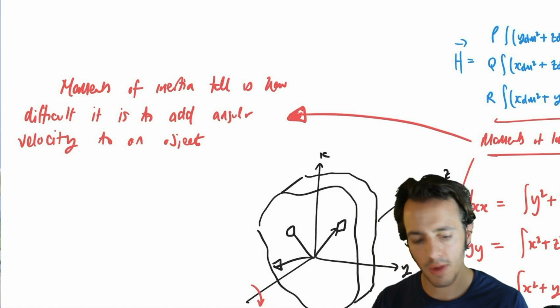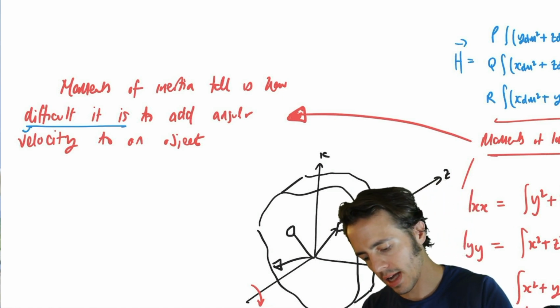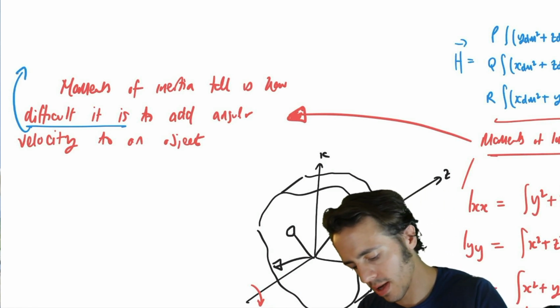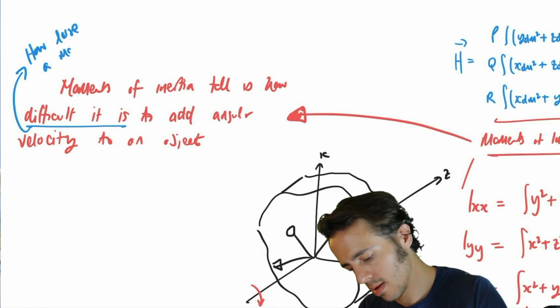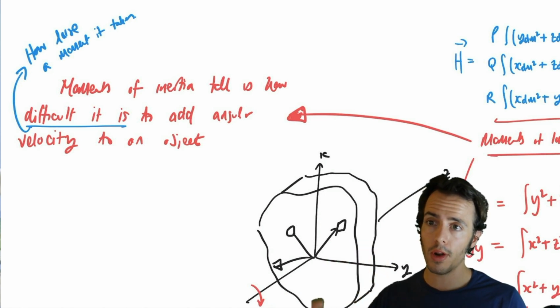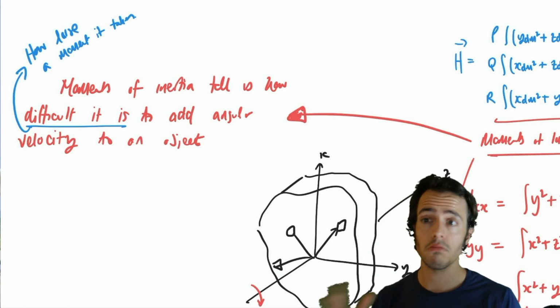Yeah, it's kind of clumsy English there, but I've said moments of inertia tell us how difficult it is to add angular velocity to an object. And what I really mean by how difficult is how large a moment it takes. In a closed system with no losses, if we've got a product that's got moments of inertia but no products of inertia, once it gets going, it'll keep spinning.